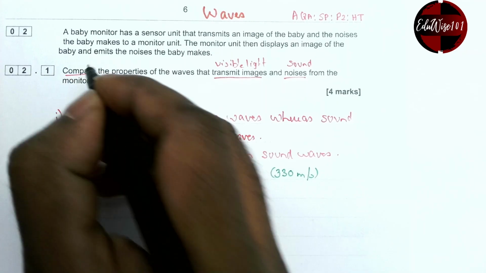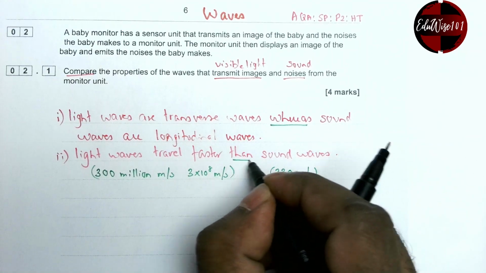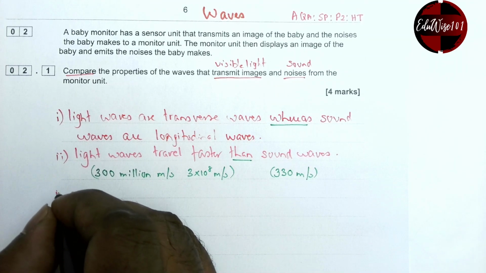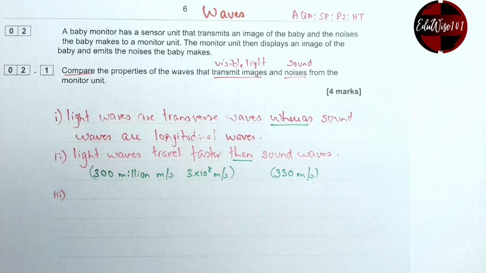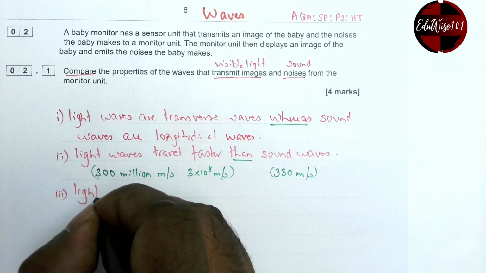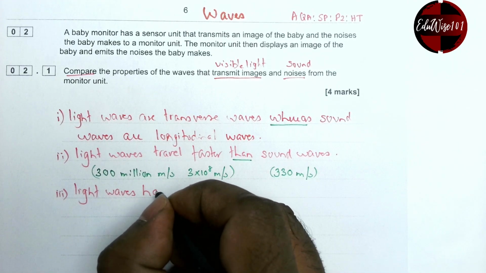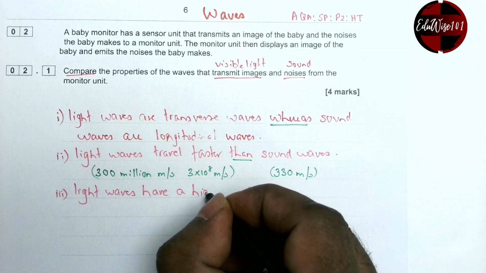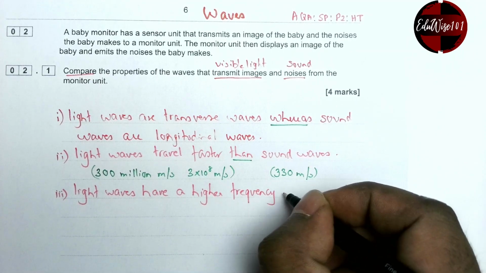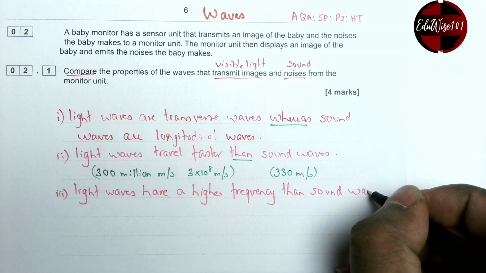So because they're asking you to compare, I'm using comparative words like whereas, and then comparing that to, and then as well. Third point that I can write, for 4 marks, you need to write at least 4 points. Light waves have a higher frequency than sound waves.